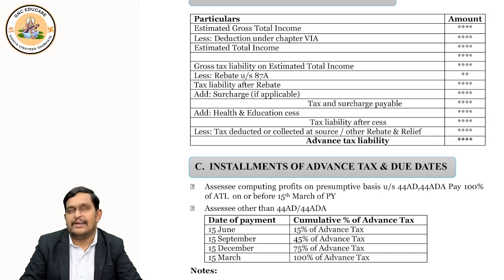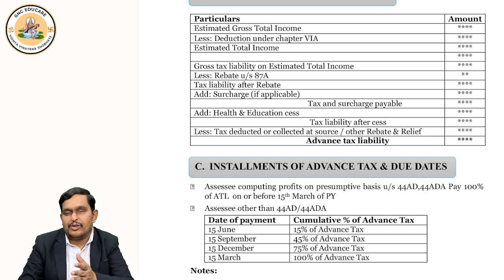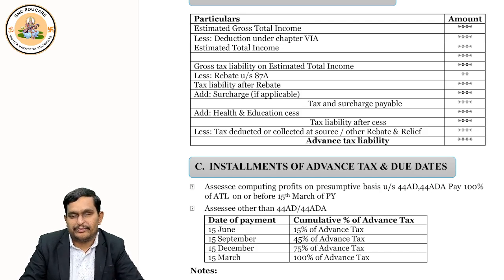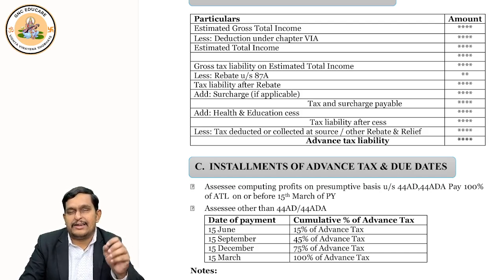So first, estimate your income. Every year you earn income, correct? So you know how much you may earn next year also. So estimate your income. Also estimate your deductions under 80C to 80U. So from your estimated gross total income, less deductions under section 80C to 80U, based on how many investments you want to do, you will get estimated total income. Now all this is estimated.